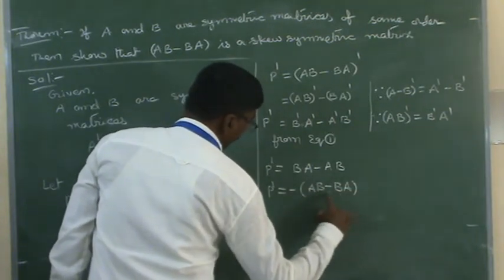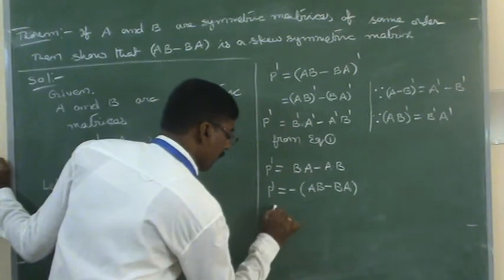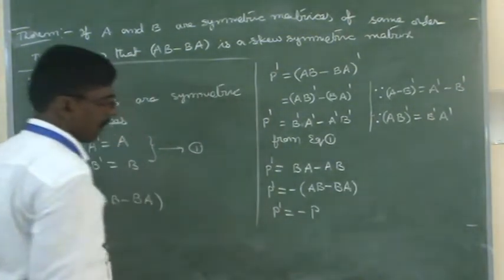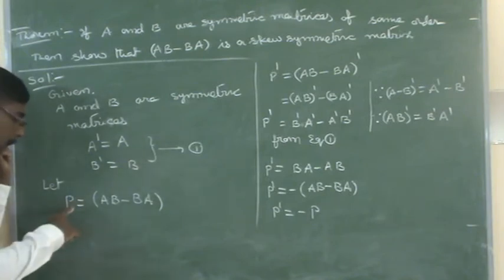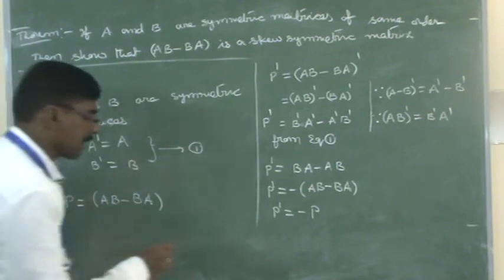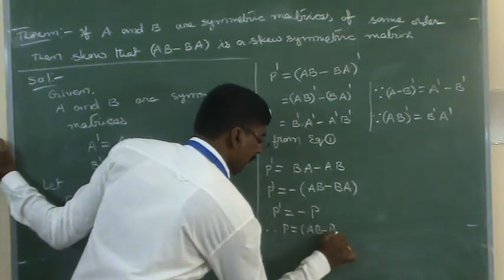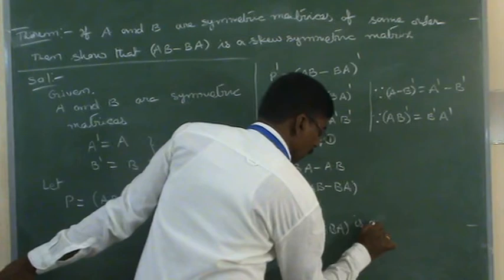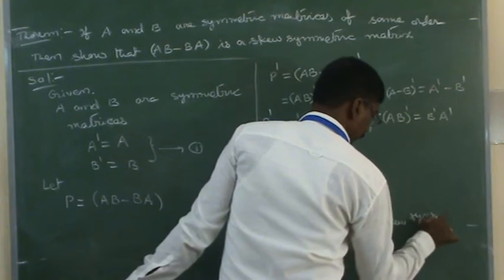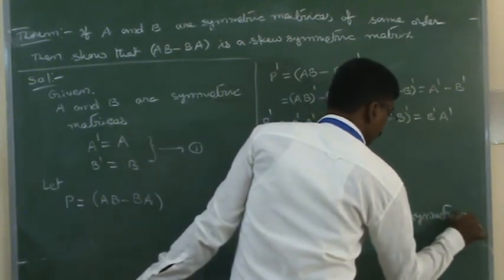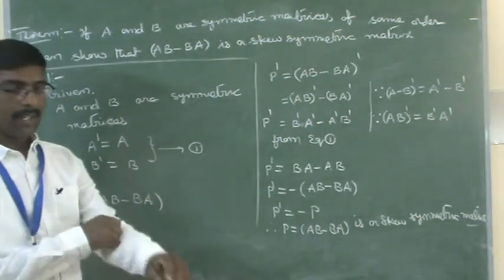What is the meaning of AB minus BA? AB minus BA is the matrix P. So P transpose is equal to minus P. Whenever we get P transpose equal to minus P, immediately P is a skew symmetric matrix. Therefore P, that is AB minus BA, is a skew symmetric matrix. Hence it is true. That's our answer. Again, I will repeat once again.